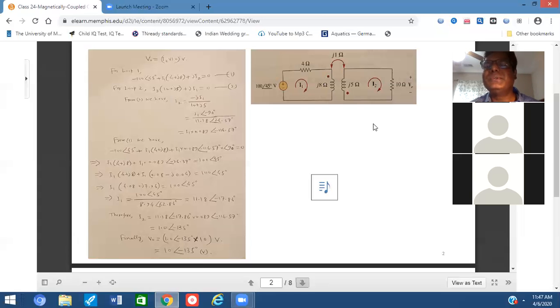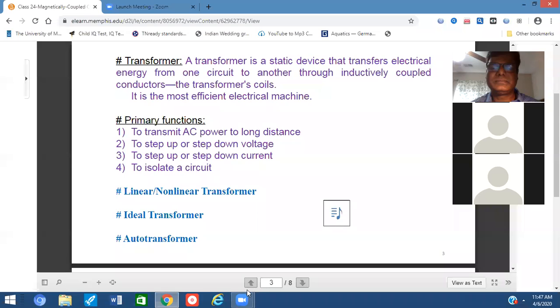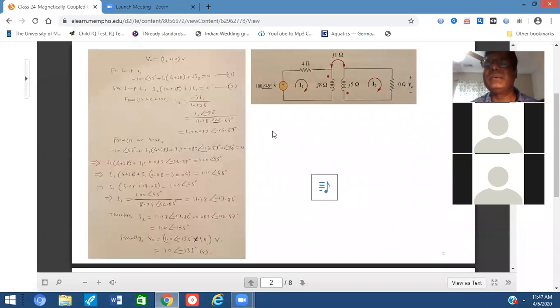Then for loop 2, in the loop 2 there is no voltage source or current source. That's why for loop 2, I2 multiplied by 10 plus j5. And then again the impact of mutual inductance, which is j1, so j1 multiplied by the current I1. That's why plus j I1 equal to 0. So I think everybody understands equation 2.